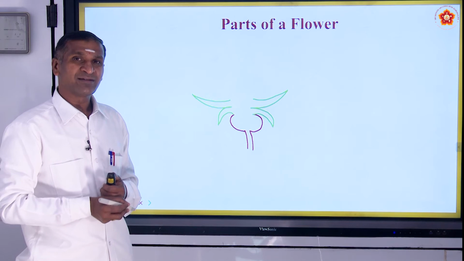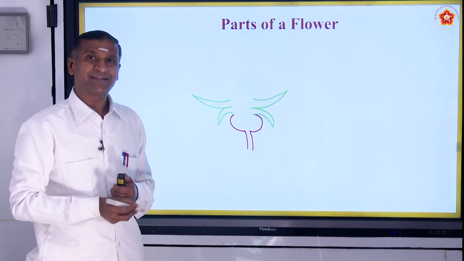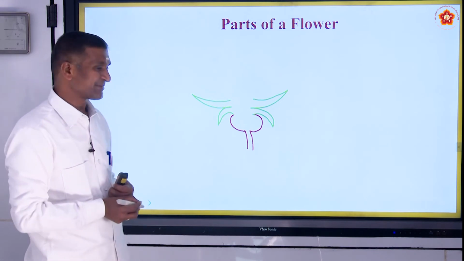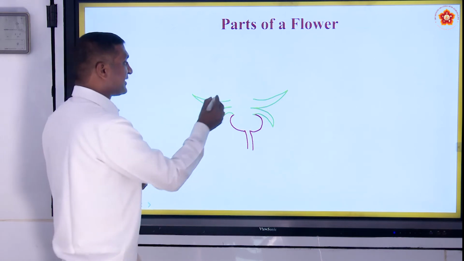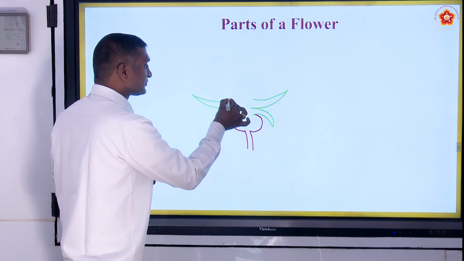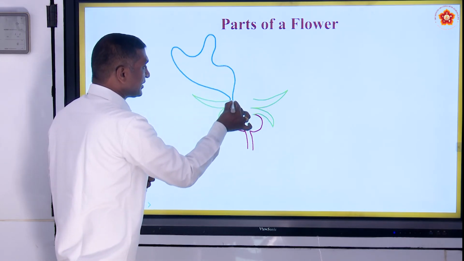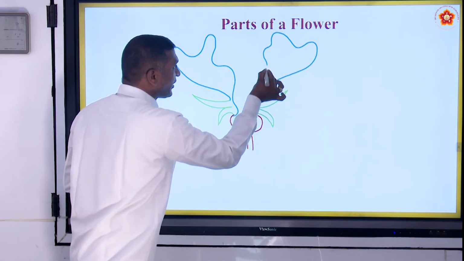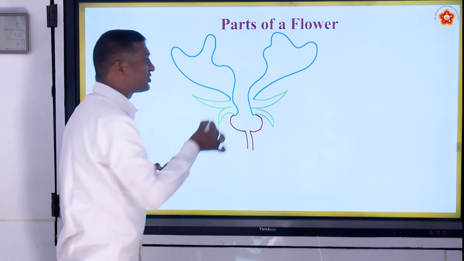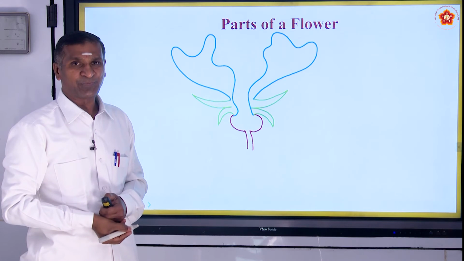Also, since it is green, to some extent it helps in photosynthesis. Next you have the colorful petals. You can see a simple way of drawing a diagram. It's a 3-mark question, very important from the exam point of view.